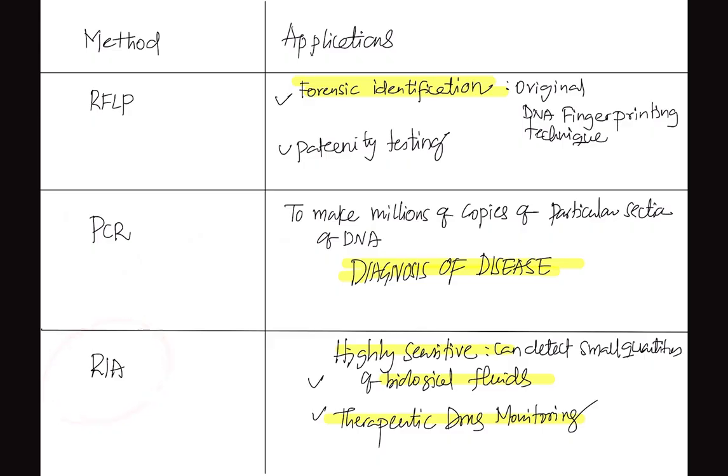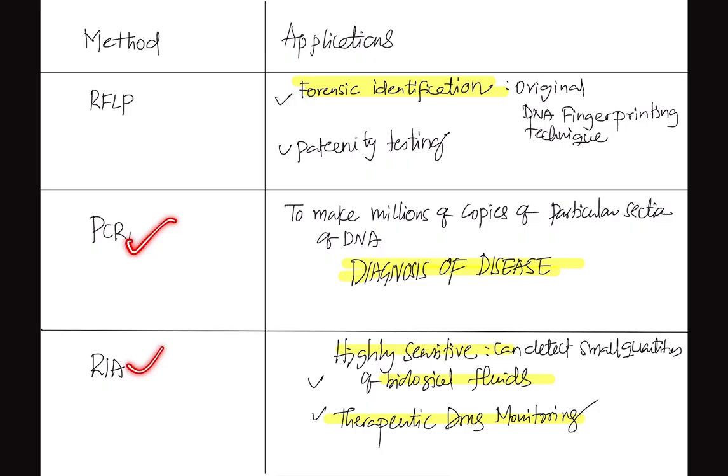RIA, radioimmunoassay, is entirely a different pen. It is highly sensitive. It can detect even small quantities of biological fluids like TSH, ACTH, enzymes, hormones in the body, and also drug levels, therapeutic drug monitoring. You take lithium. Lithium is toxic if it exceeds the therapeutic drug levels, right? So to detect that, we do radioimmunoassay study.